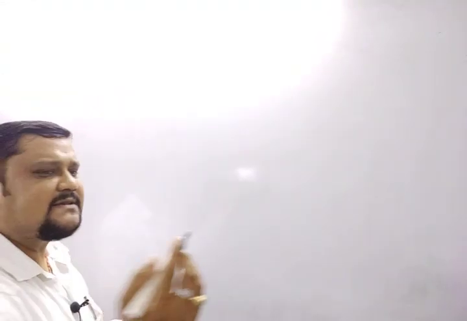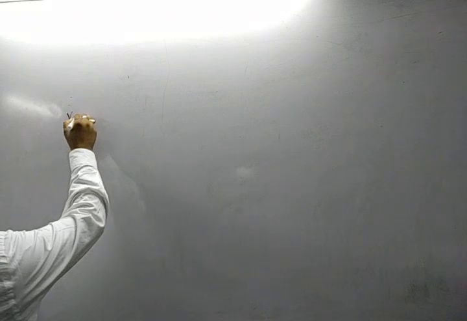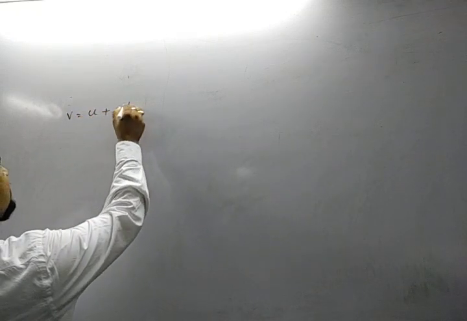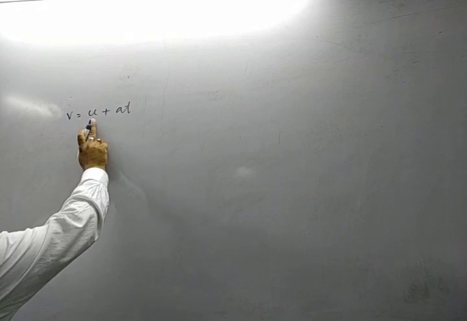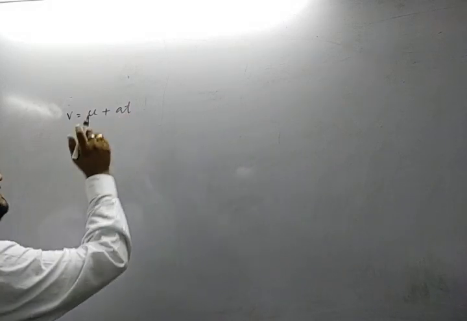In the last video we discussed the equations of kinematics, or the equations of motion, in one dimension. That means the body is moving in a straight line with a uniform acceleration, and we derived the equations of kinematics. If I recall, one is v is equal to u plus at, where v is the final velocity, u is the initial velocity, a is the acceleration and t is the time.